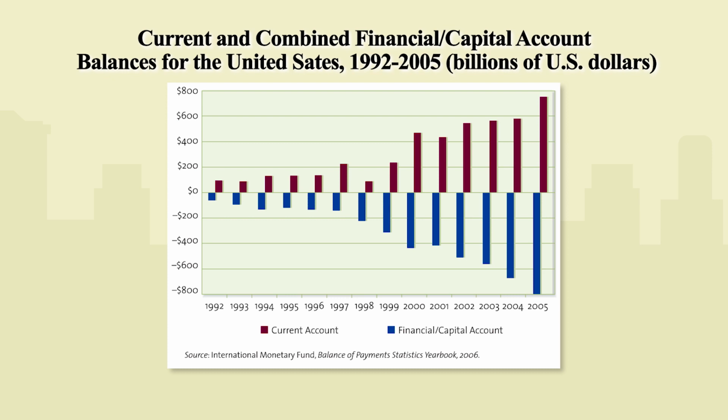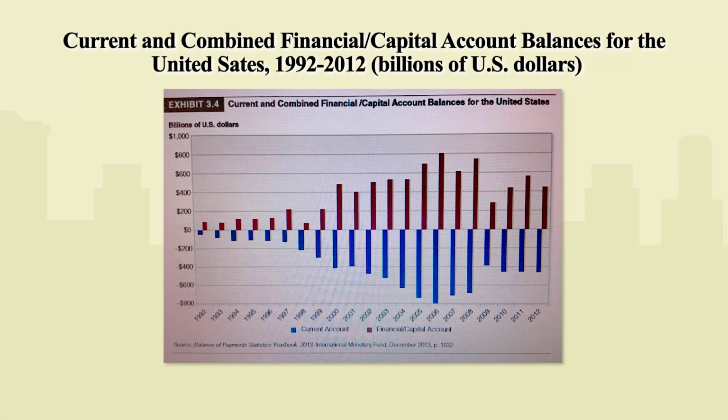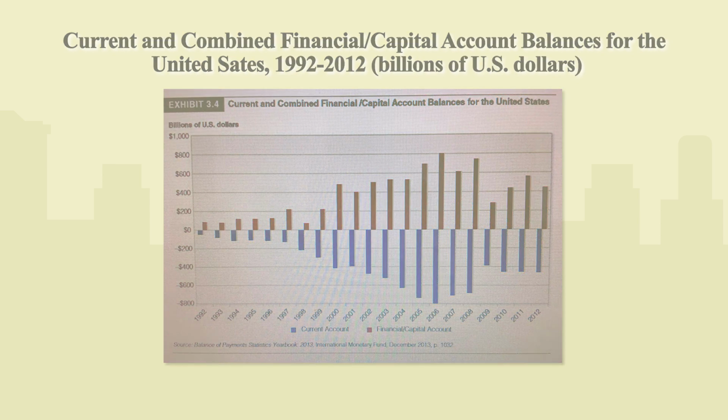This exhibit shows the current and combined financial and capital account balance for the United States from 1992 to 2005. In this picture, there's a mistake. The red bar should be the financial capital account and the blue bar should be the current account, since it's well known that the U.S. is a net goods importer, a net overseas investment destination, and a net debtor country. In this picture, data are updated to 2012, and the mistake in the above picture was corrected.